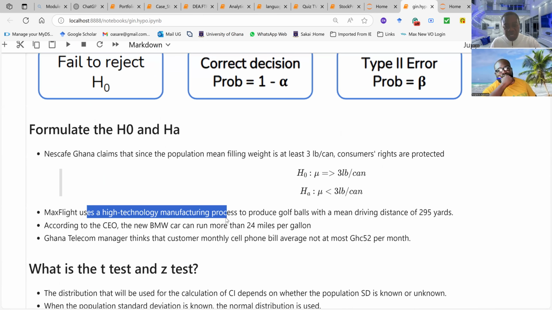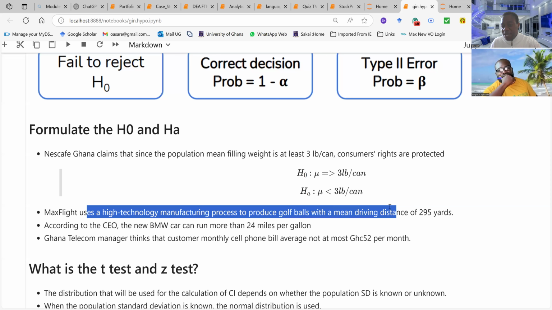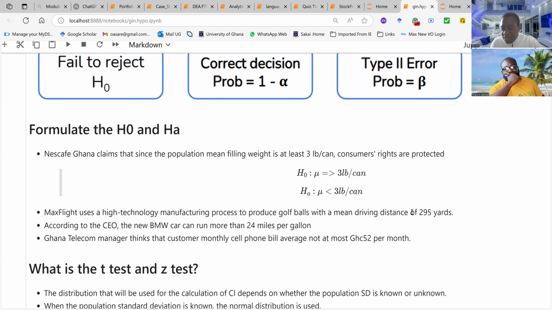Max Flight uses a high technology process to produce golf balls with a mean driving distance of 295. The word "of" is a symbol for equal to. Is equal to. Was equal to. Of is equal to. On is equal to. Most of the prepositions are the same as equal to. So this one will have the null as equal to, and its opposite is the alternative, which is not equal to. So this one you can easily formulate.